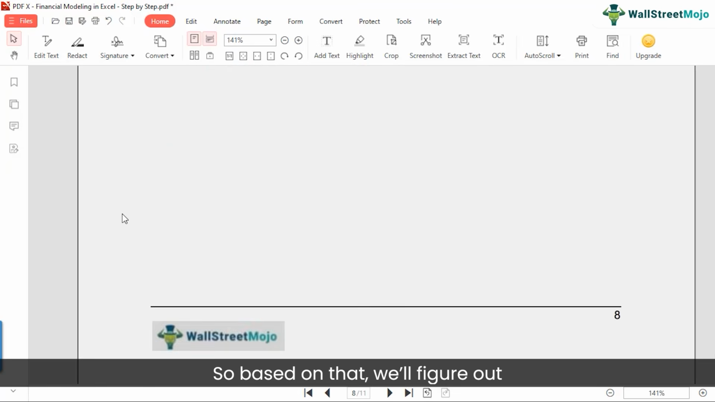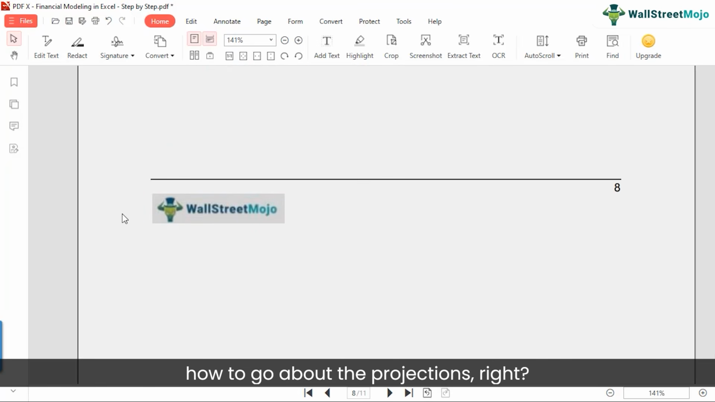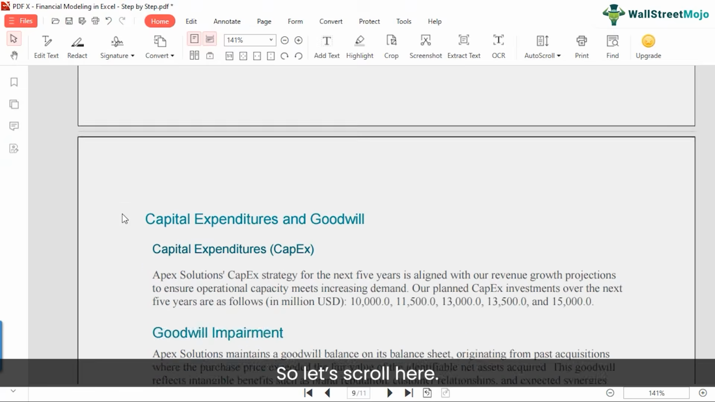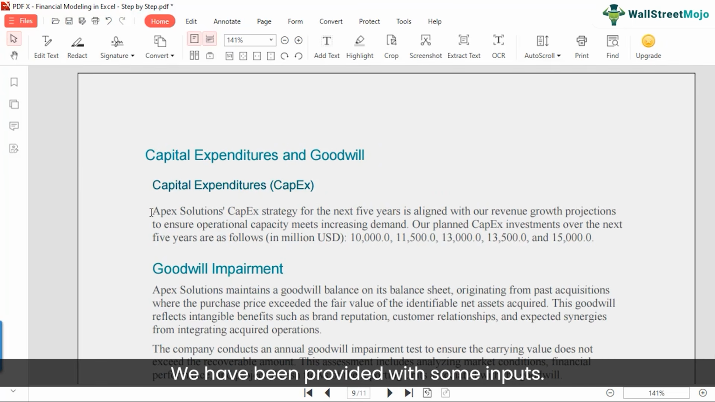So based on that, we'll figure out how to go about the projections. Let's scroll here. We have been provided with some inputs. Apex Solutions' CapEx strategy for the next 5 years is aligned with revenue growth projections. We've been provided with the numbers as well: capital investment over the next 5-year period is 10,000, 11,500, 13,000, 13,500, and 15,000.